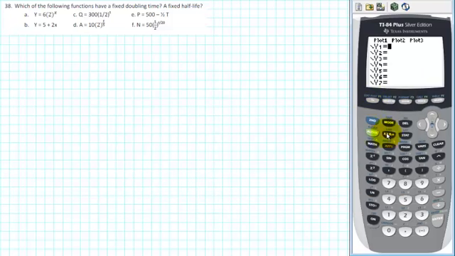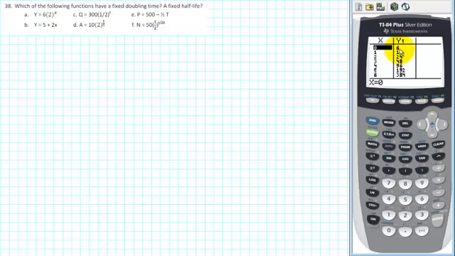Go to y equals and enter the function 6 times 2 to the x. Go to table set to set up a table, second window. I'm going to suggest that we use a table start of 0 to determine the initial quantity and then increment by 1 to get an idea of how the function behaves. Leave the independent and dependent variable on auto so that the table is automatically filled in for you. Then go to table, which is second graph.